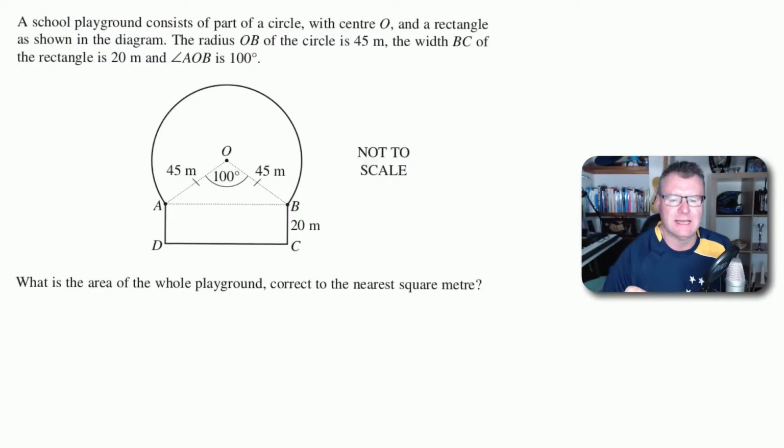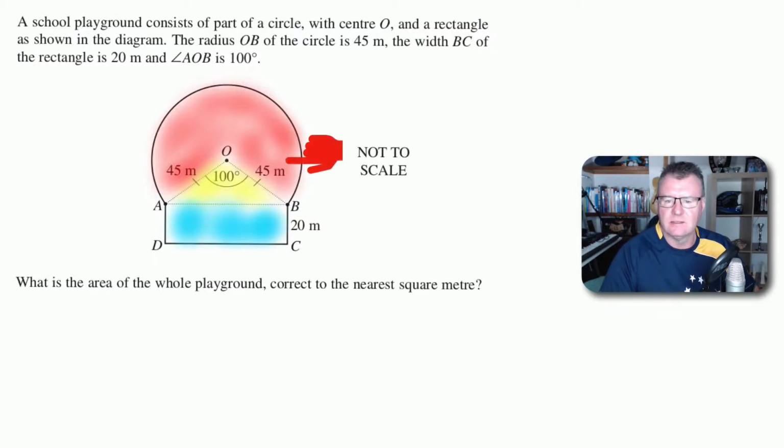Firstly, we've got a school playground. It's an odd shape. It's what we call a composite shape because it's made up of a number of different shapes. If we want to get the area of the whole playground, we're going to have to work out the area of all these 3 different shapes. We've got a sector, the red one here. Okay, we're going to have to find the area of a sector.